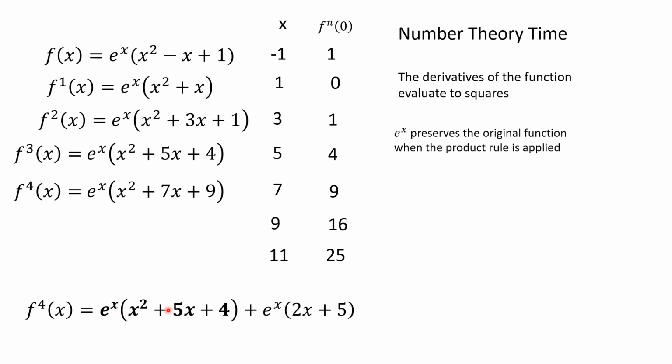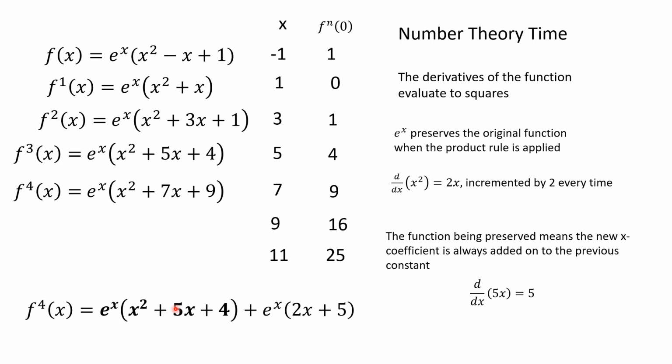So then I just multiply by the original function each time. So effectively what's happening every time I take a derivative is that I'm adding on a 2 to the x, because the derivative of x squared is 2x, and I'm also adding on the previous x value, because if we look at the third derivative, the derivative of 5x would of course be 5, the derivative of 3x would be 3. So you're always adding on the previous x value on to the previous constant. And it's because of these facts that you can see that every time the constants are being added together.